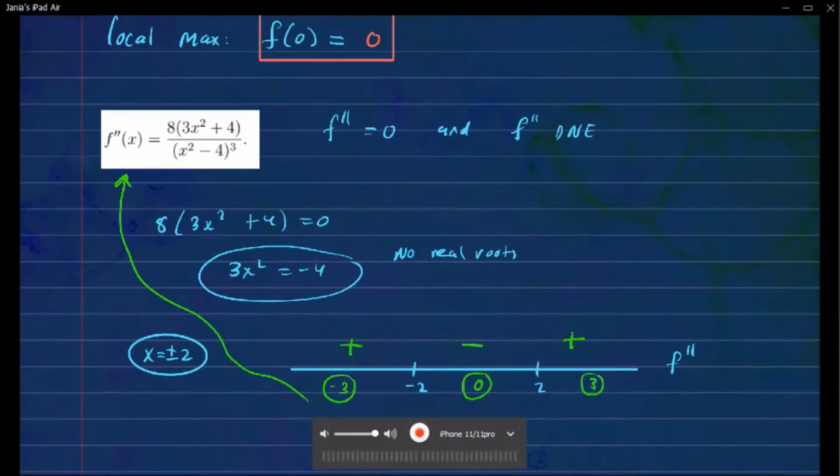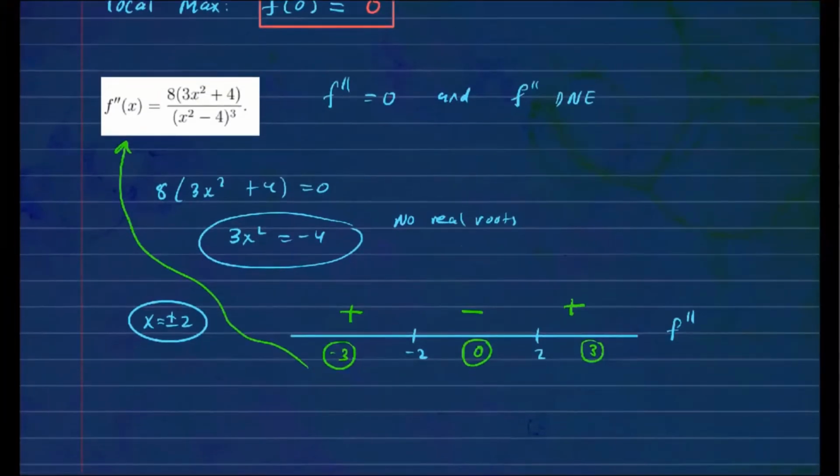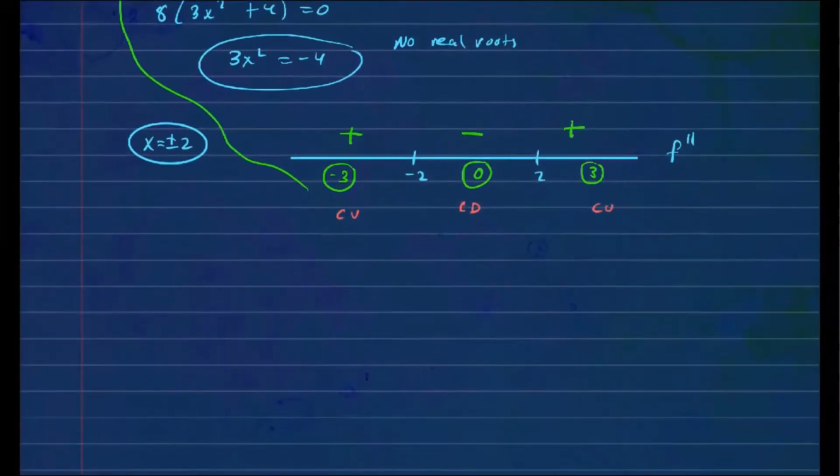If the second derivative is positive, we know that's where the function is concave up, and negative means concave down. So in this interval, we're concave up. Here, we're also concave up, and here we're concave down. So now let's go ahead and put the second derivative and first derivative all together.